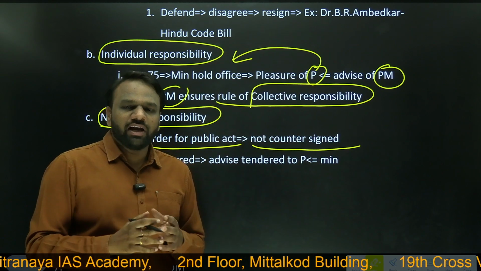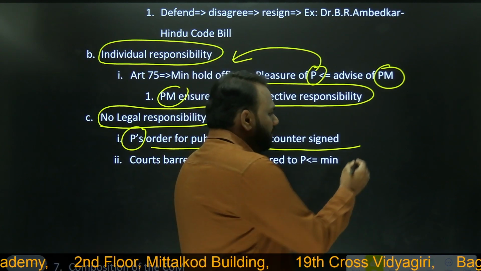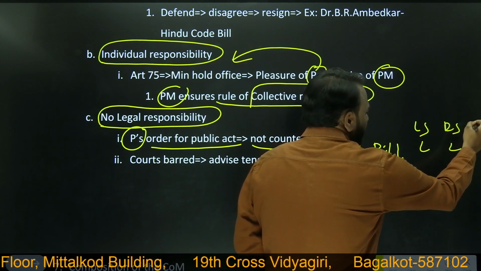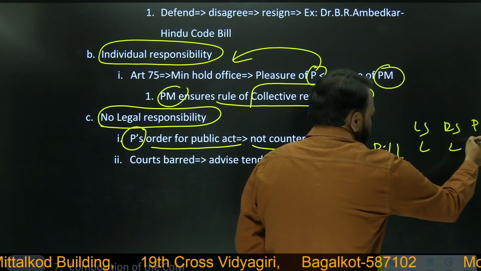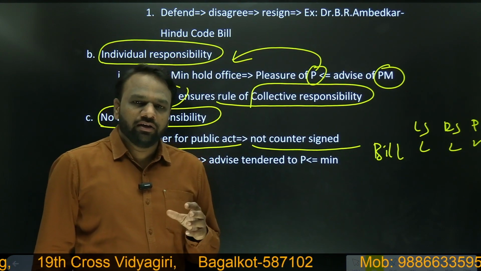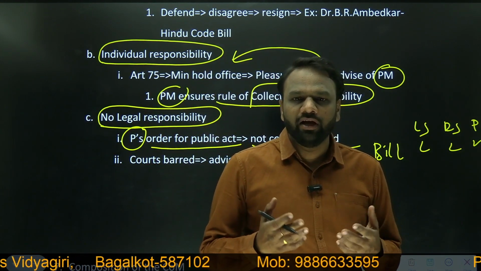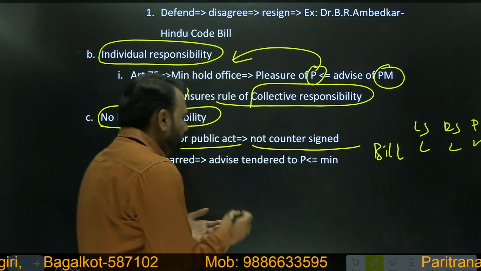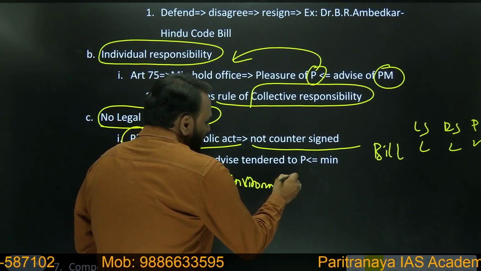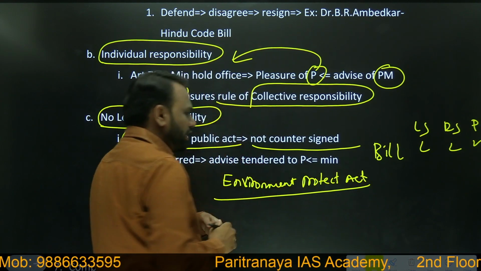Now we have mentioned that there are different laws. For any bill to become an act, it has to be passed in Lok Sabha, it has to be passed in Rajya Sabha, and it has to be signed by the president. Now when we say bill or act, every act is administered by a particular ministry. For example, take an act called the Environment Protection Act.